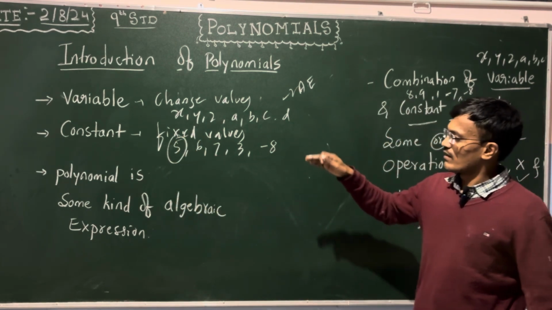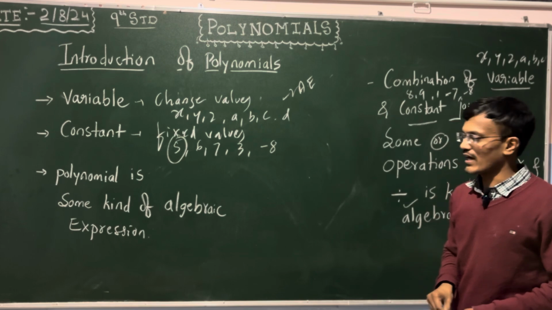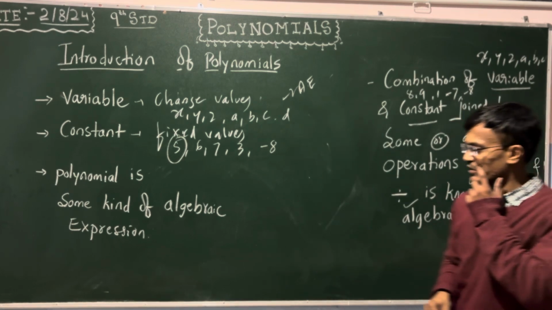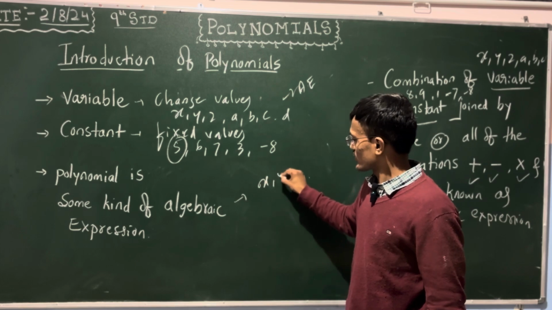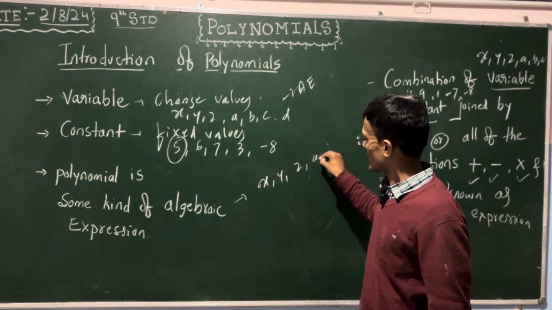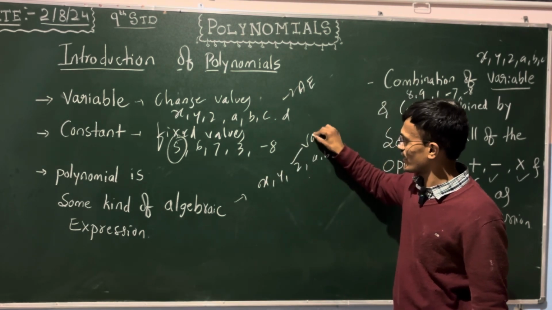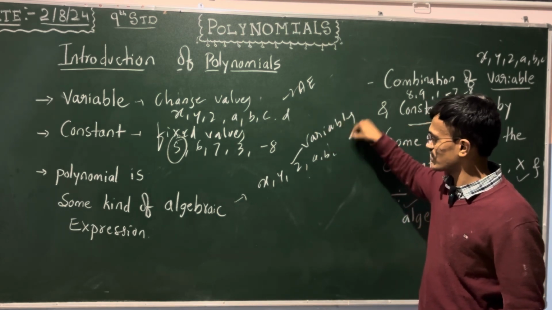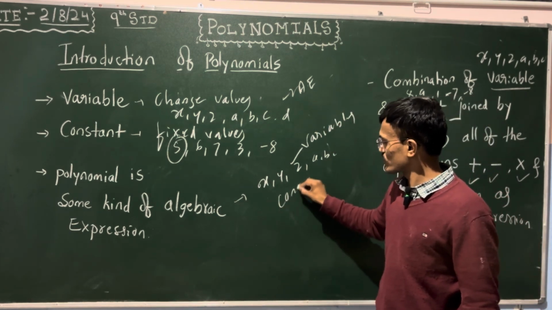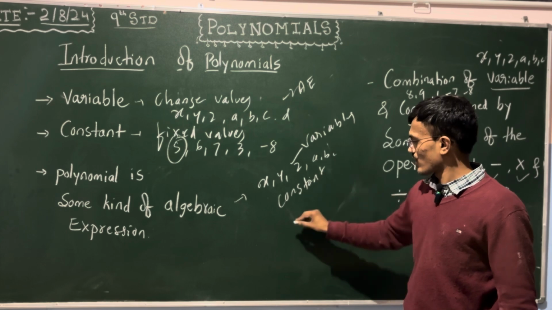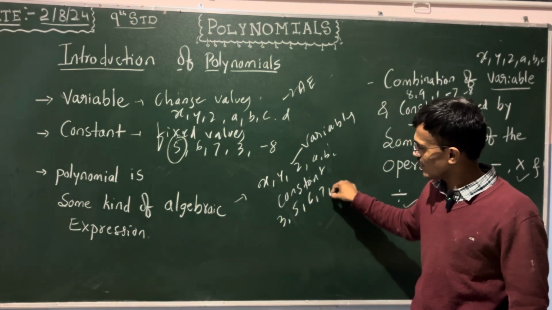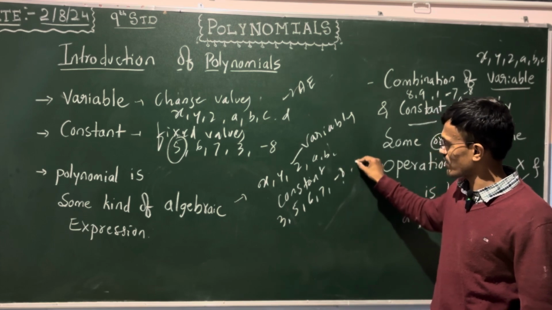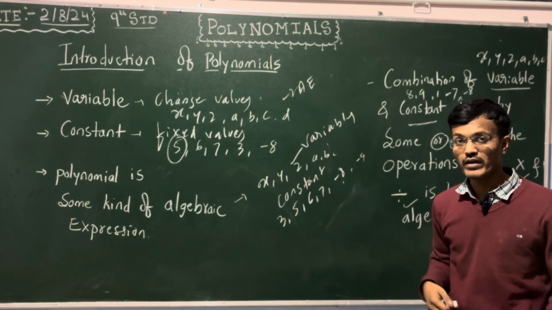And polynomial is a kind of algebraic expression. In the algebraic expression, we can use x, y and z, a, b, c. These are called variables. And the constant term: here 3, 5, 6, 7, sometimes minus 8, sometimes minus 9. These are called constant terms, they won't change.